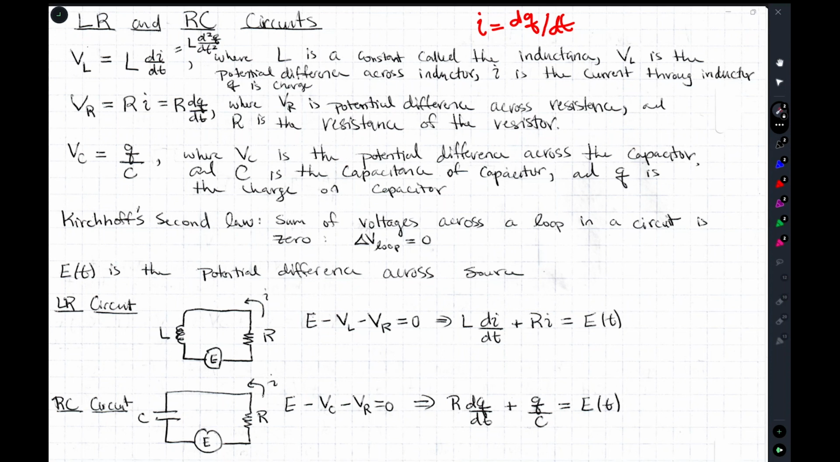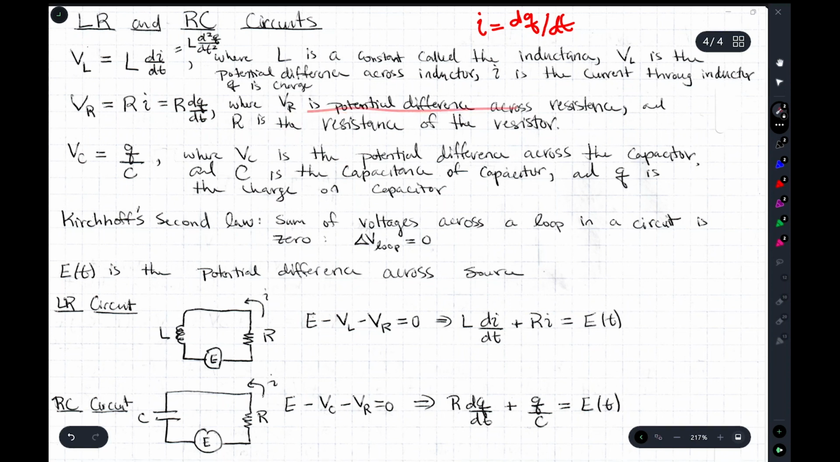So L is a constant called the inductance. V_L is the potential difference across an inductor. I is the current through the inductor. Q is charge, even though it doesn't show up here because of what I was saying. We're going to focus on first order. V sub R is the voltage across a resistor. Ohm's law tells us that the voltage across a resistor is the resistance times the current. I also make it explicit here that I is dq/dt, even though we won't be using that here.